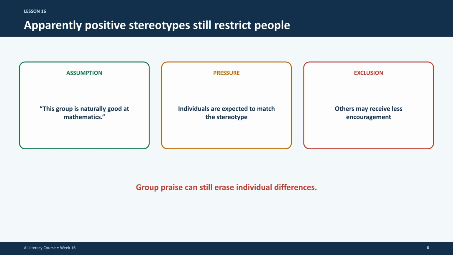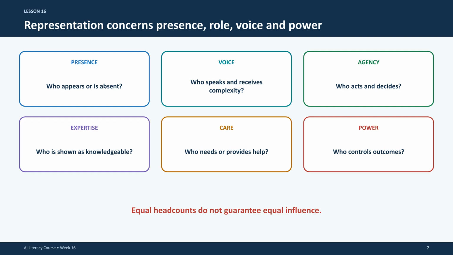Even apparently positive stereotypes can restrict people. By assuming traits or roles for a specific group, we create unnecessary pressure and risk excluding others. Such group praise can effectively erase individual differences.